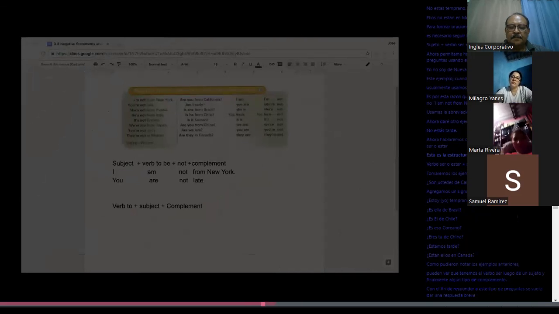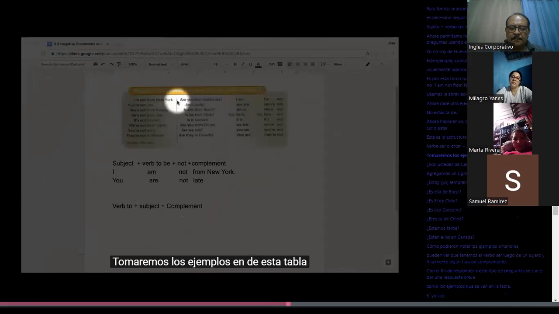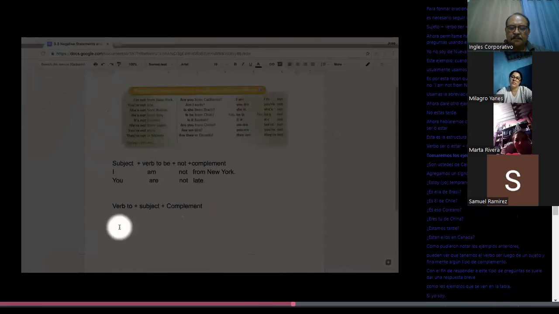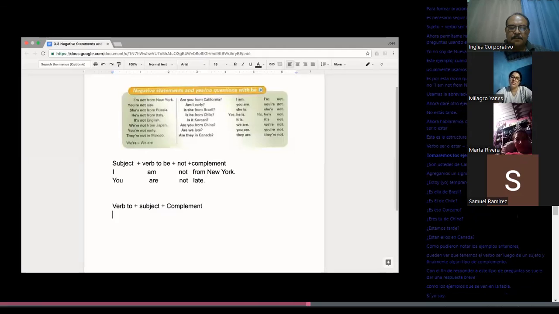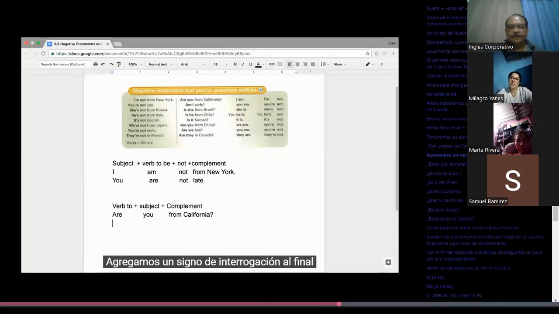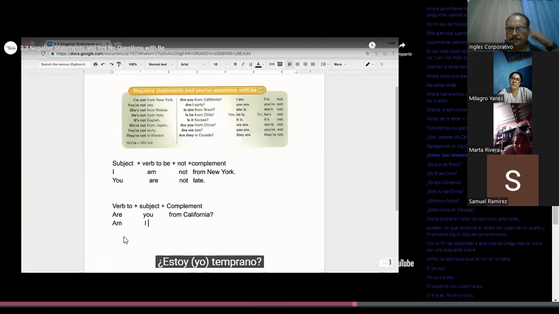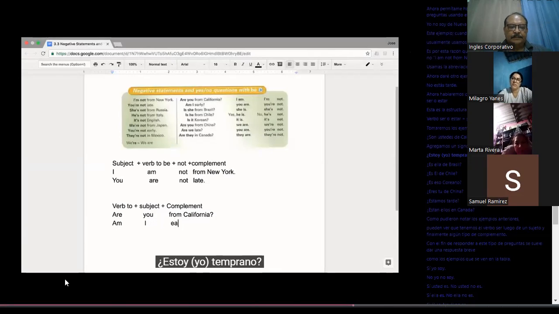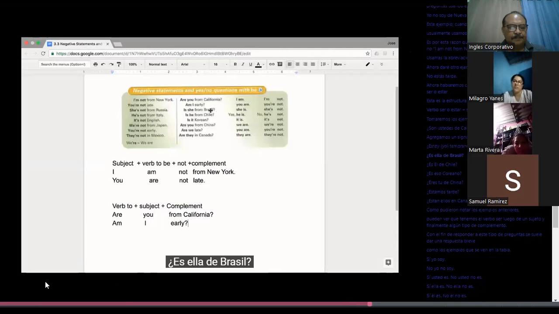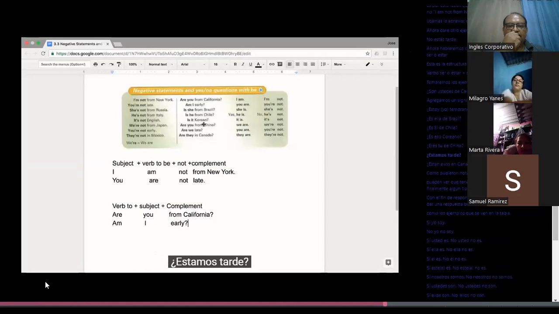Now let me talk about making questions. This is the structure to follow. Verb to be plus subject plus complement. We're going to take the examples from this chart. So, are you from California? And then put a question mark at the end. Am I early? Is she from Brazil? Is he from Chile? Is it Korean? Are you from China? Are we late?